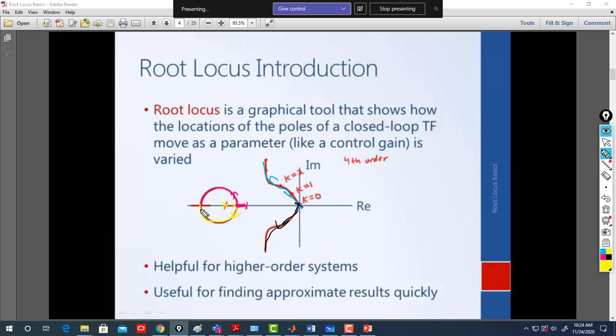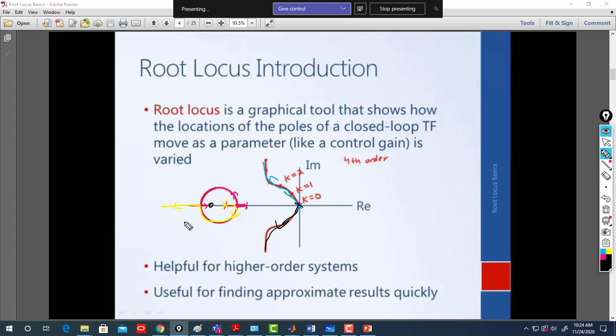Then when they meet here, one of them will go to infinity. This one or this one, it doesn't matter, and the other one will come up to here and actually converge. There are two ways in which the poles converge: they converge to a zero or to infinity.